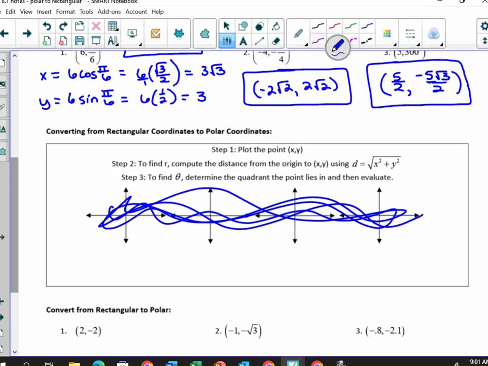Okay, so guys, that was converting polar to rectangular. We now have to go the other way. We have to be able to take a rectangular point and turn it into a polar point.